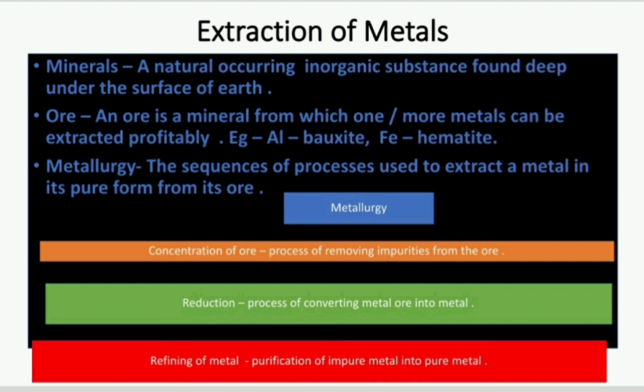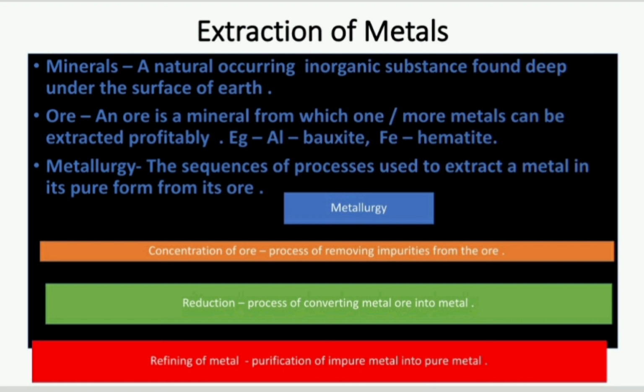The second step is reduction. Reduction means the conversion of the concentrated ore into the metal in its free state. So reduction means treating the metal ore, which is generally in the form of a metallic oxide, to get the metal in the free state. This is called reduction.